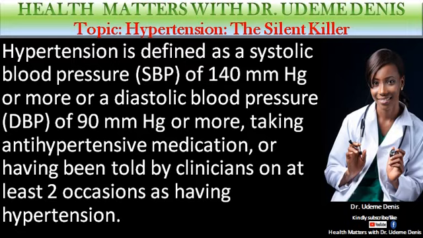Hypertension is defined as a systolic blood pressure of 140 millimeters of mercury or more, or a diastolic blood pressure of 90 millimeters of mercury or more. If you've ever had your blood pressure measured, you discover that it's recorded as two values, the one above and the one below. The one above is known as the systolic blood pressure, and it checks the pressure in your blood vessels when your heart contracts. The diastolic blood pressure checks the pressure in your blood vessels when your heart is in between contractions.